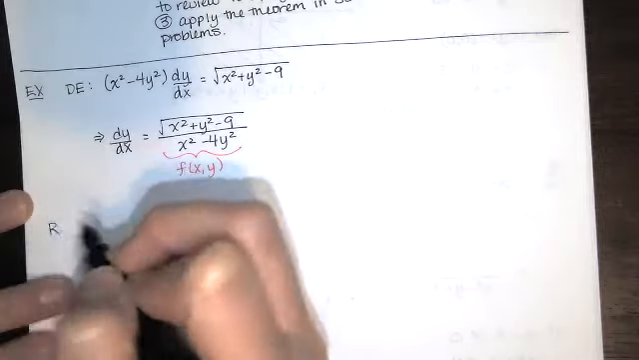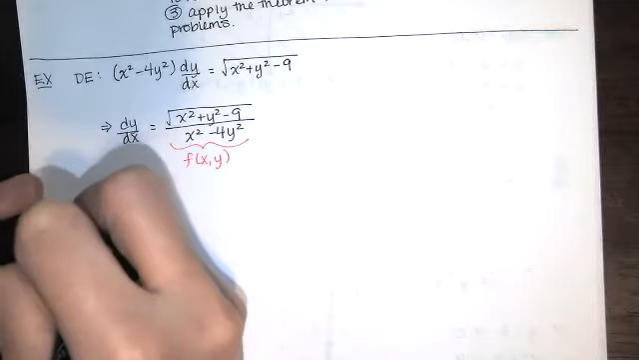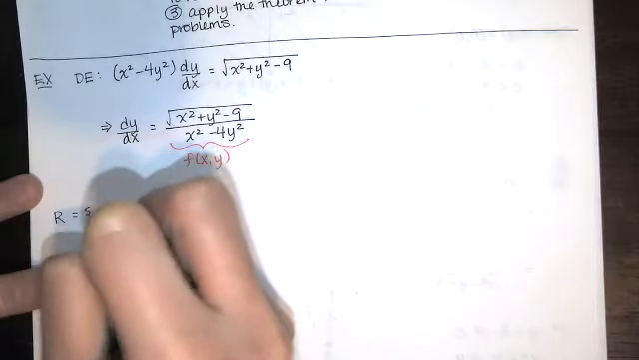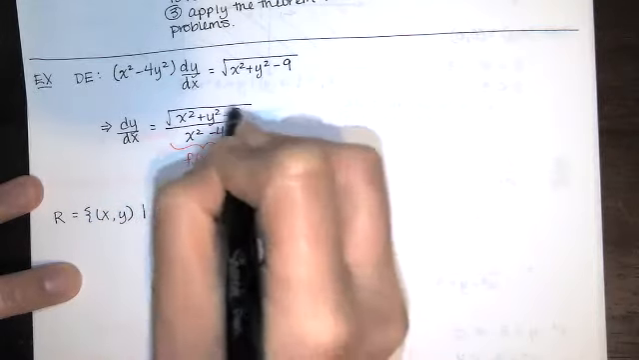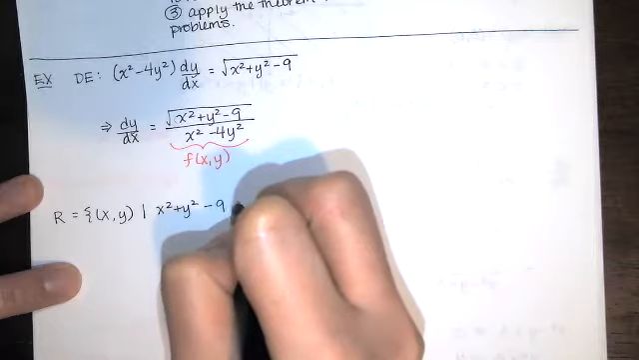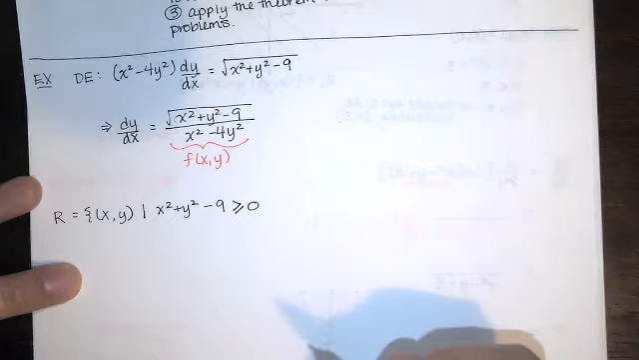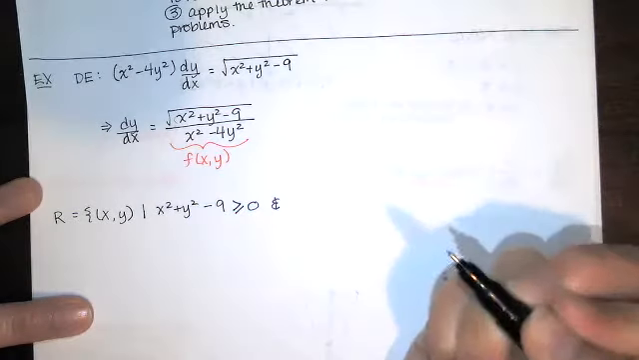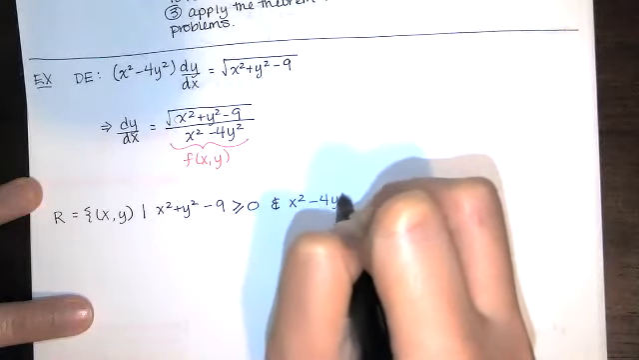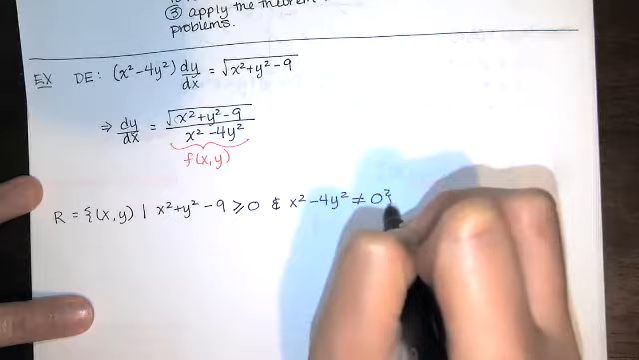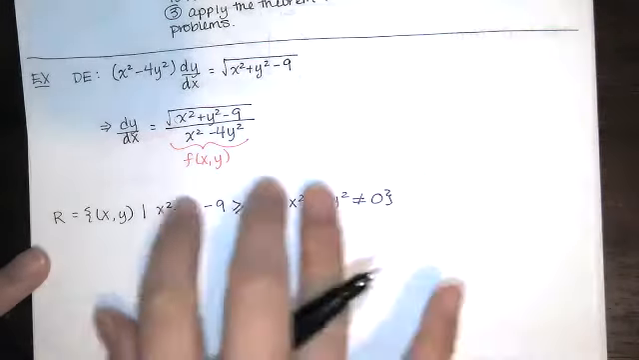So the region R, where f of xy is continuous, is going to be the set of all xy pairs such that x squared plus y squared minus 9, that expression under the radical, is greater than or equal to 0. And at the same time, simultaneously, that denominator cannot be 0. Now this is the region where this function is continuous, but I wouldn't leave it this way.